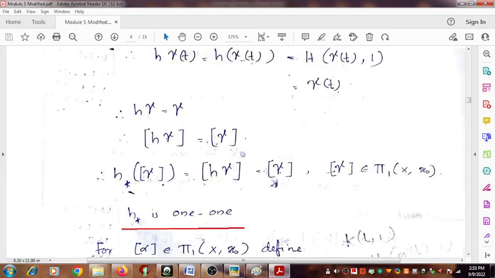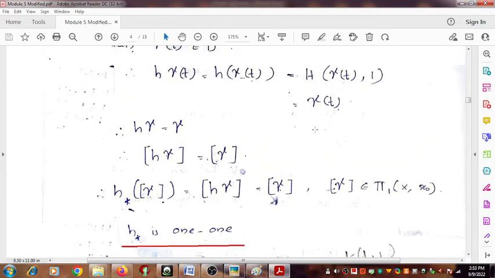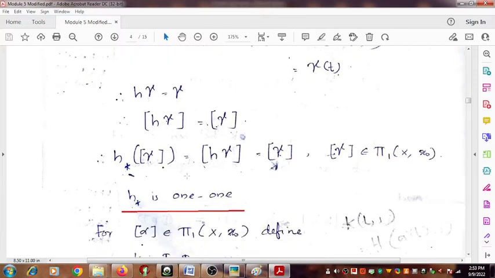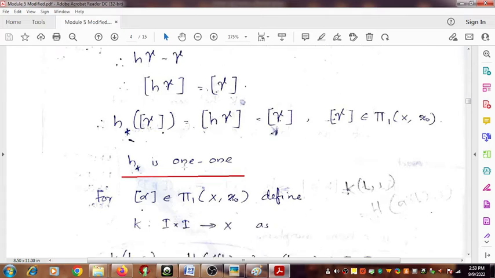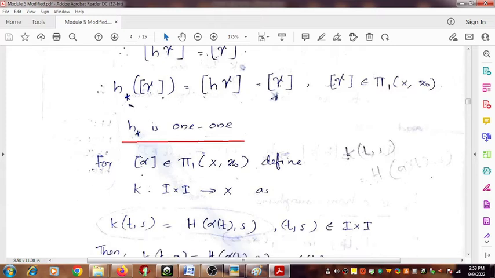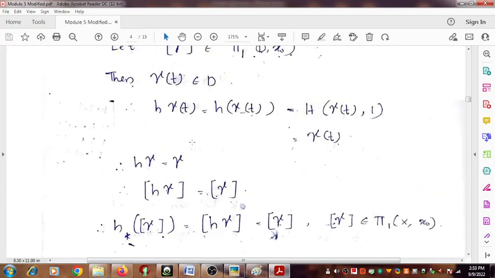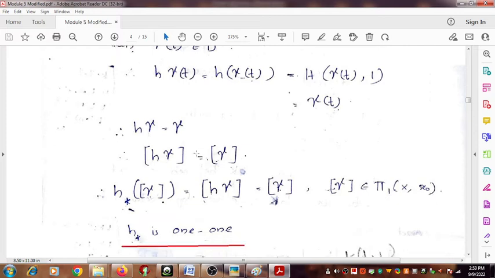Thus, whenever there is a member in π1(D, x0), then we can obtain a corresponding member in π1(X, x0), such that the image of that member in π1(X, x0) equals the element taken from the second fundamental group, and so h* is onto. This shows that h* is onto.